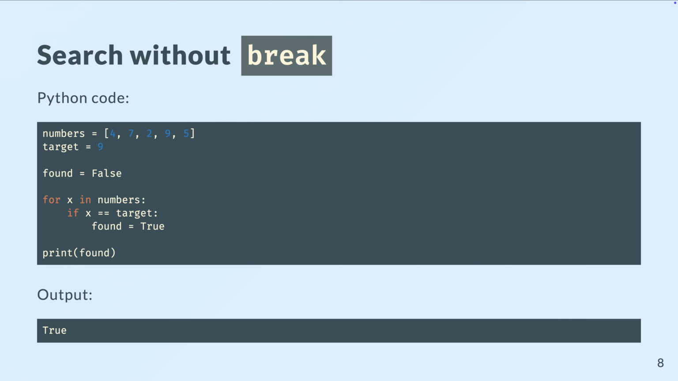Let's check the output. The output is true. That means the target is in the list. But notice something. Even after we find the target, the loop still checks the rest of the list. So it works, but it may do lots of unnecessary work.